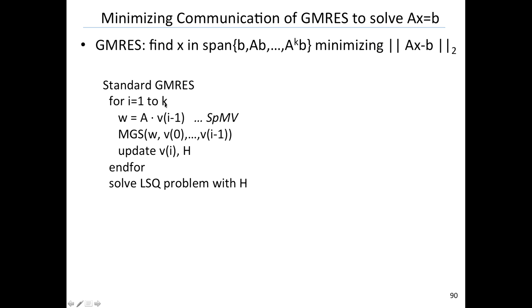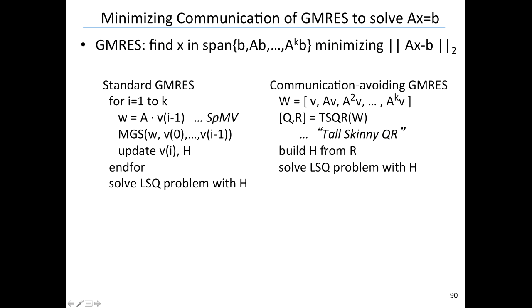So here's the standard GMRes. I take k steps. I do a sparse matrix vector multiply. I run modified Gram-Schmidt to make that vector orthogonal to all the previous ones. And then I solve a little k by k least squares problem. So that's standard GMRes. Here's the new one. I'm going to use that kernel that I just told you about to compute this new basis of the same space that I did before. I still need orthogonal vectors. That's just going to be a QR decomposition, doing tall, skinny QR on this new basis. And I still solve the same little least squares problem.